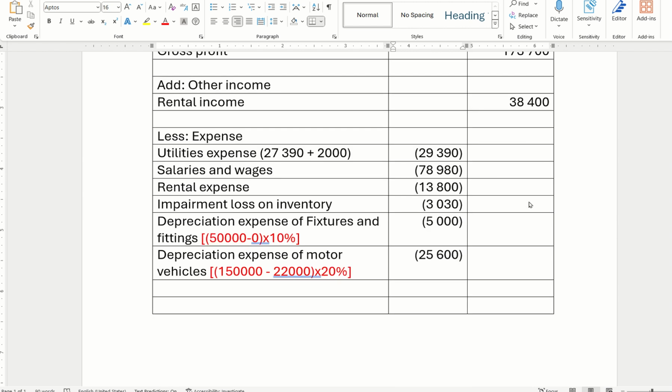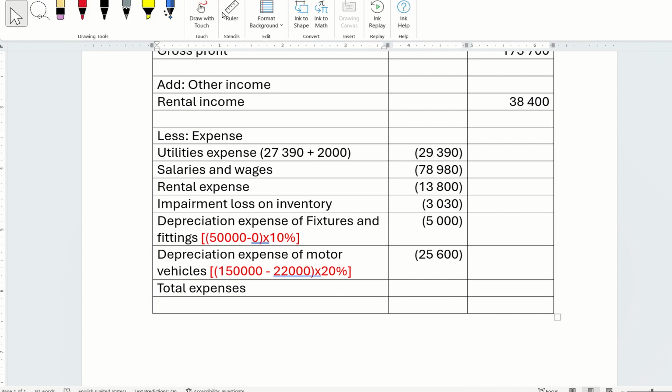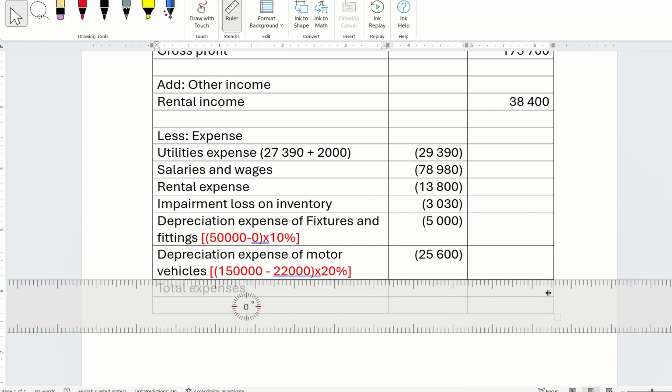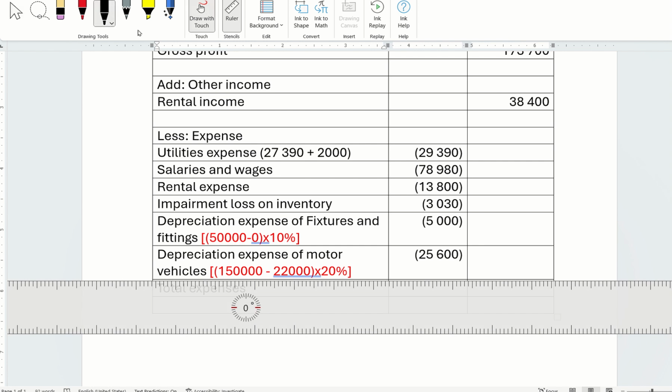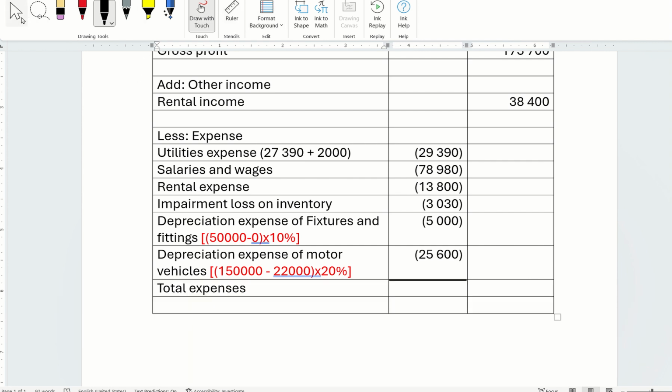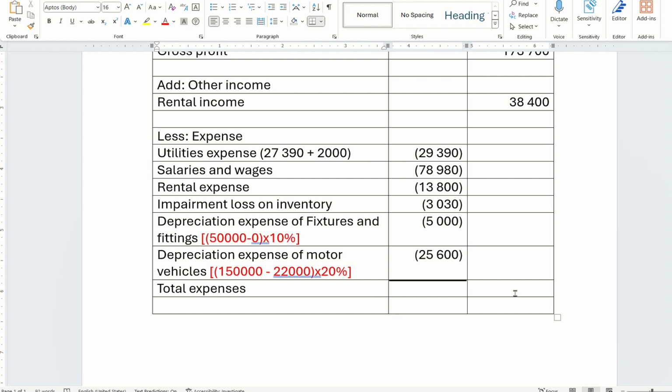And with that, I am done for my expenses. So I'm going to write total expenses. Again, I'm going to take a ruler and draw a line underneath this entire column because the line means equal. So all these numbers added up together equals 155,800. Remember to put that in brackets.